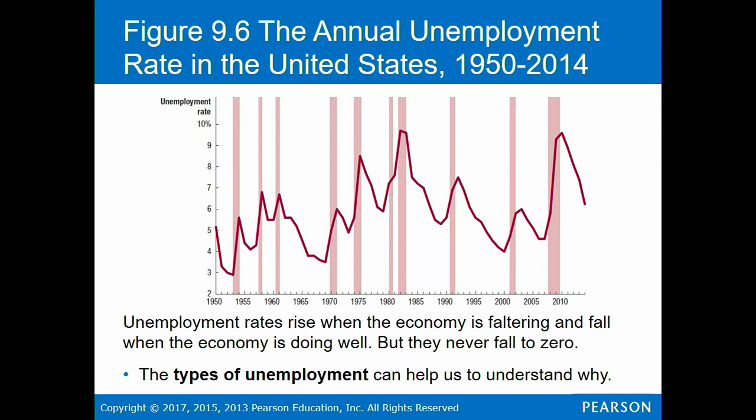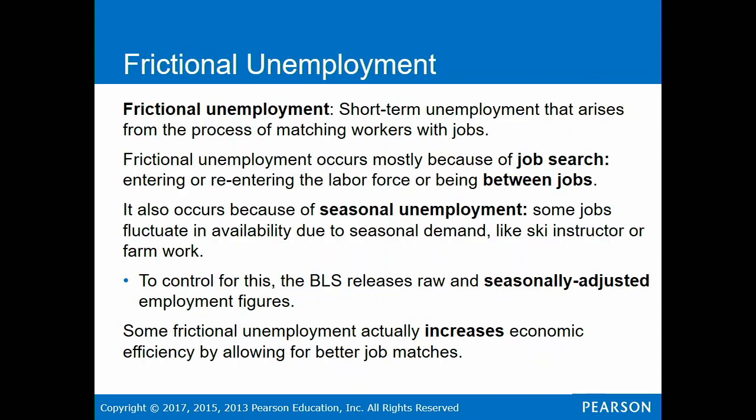Now, why this is the case is because of the different types of unemployment. Some of them are always going to be there. So if we break these down, unemployment by the type of unemployment, we can understand why this is the case. The first is frictional. Frictional unemployment is short-term unemployment. So people that aren't out of work for very long because of the natural time it takes to find a new job.